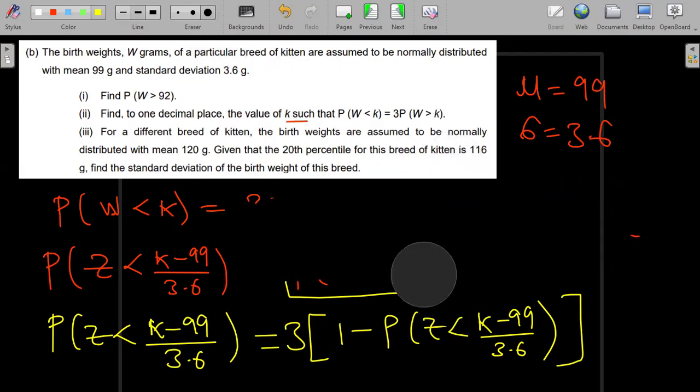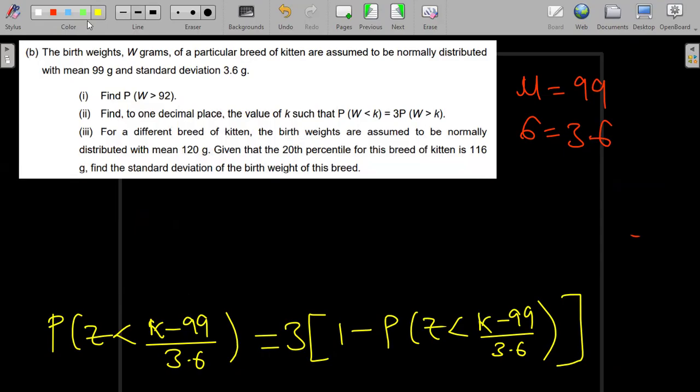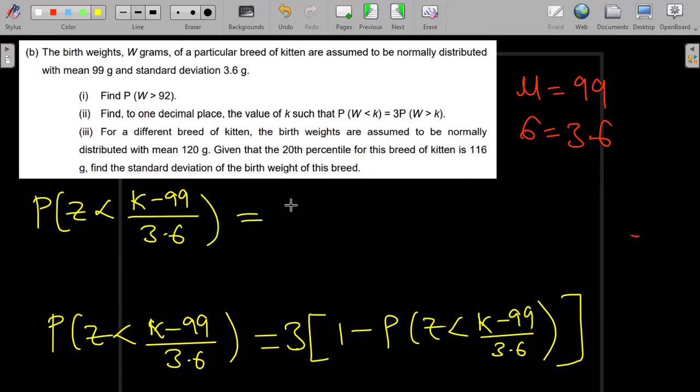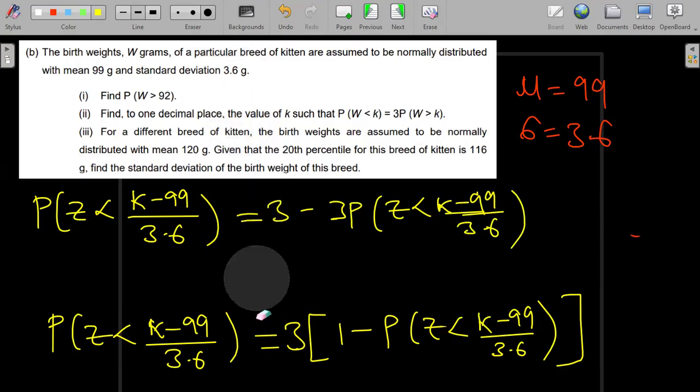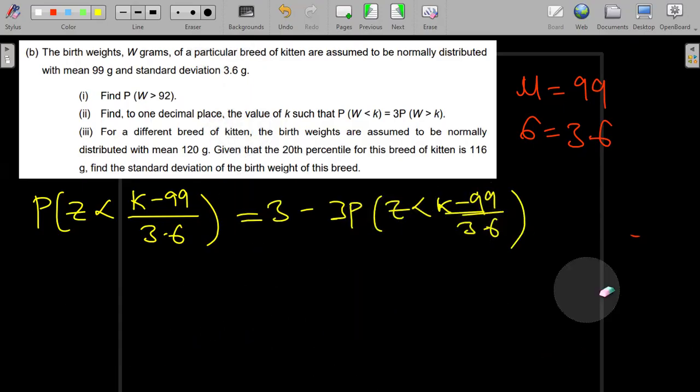Okay, so I can erase what I have on top. So it means that what we have here is just the probability that Z is less than k minus 99 divided by 3.6 is equal to, here we can multiply the 3. So it will be 3 minus 3 times the probability that Z is less than k minus 99 divided by 3.6. So this is what we have. So we see that we have the same things here. This part is the same as this.